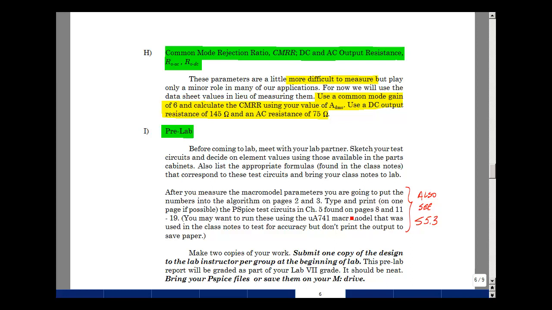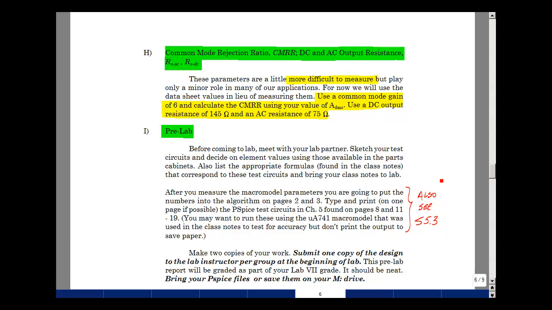I'd like you to type and print, if at all possible on one page, the PSpice test circuits found in Chapter 5 on pages 8 and 11 through 19. If you want some practice with the formulas, you could try to take the 741 op-amp parameters and stick them into the formulas and then go back and measure them. Or I wrote a supplemental problem, 5.3, doing that with another op-amp called an LM101.